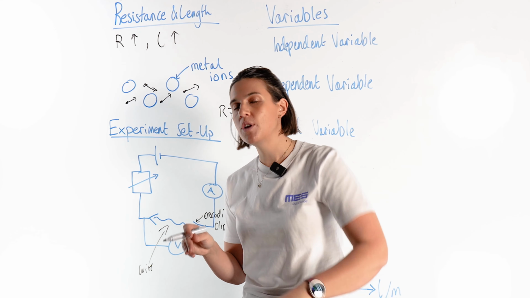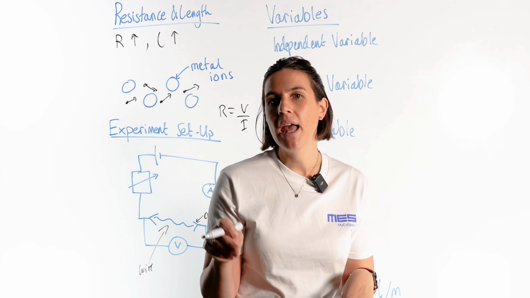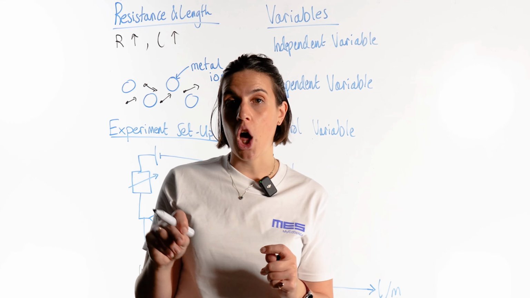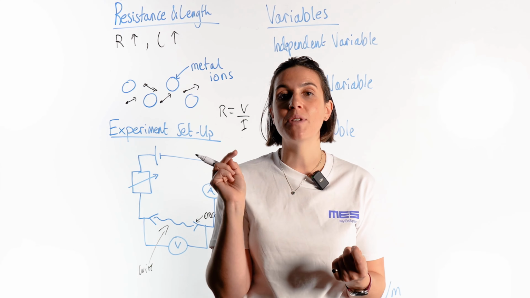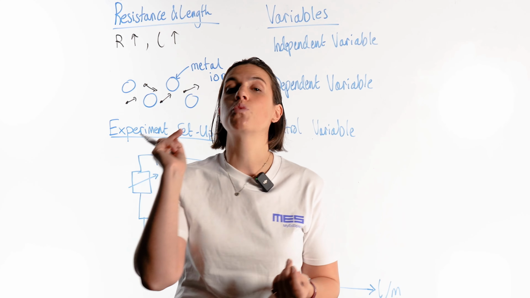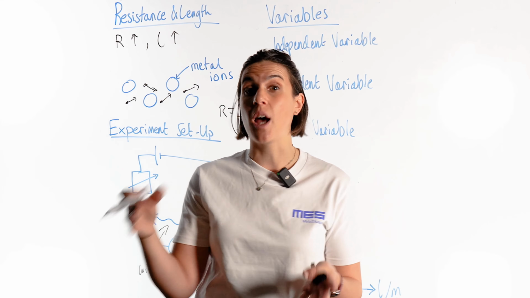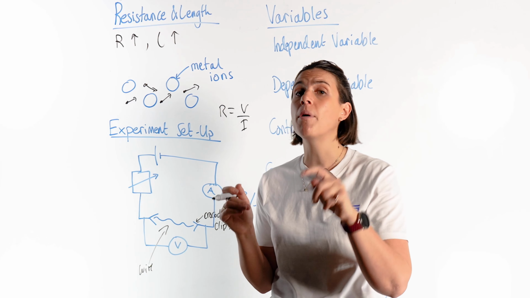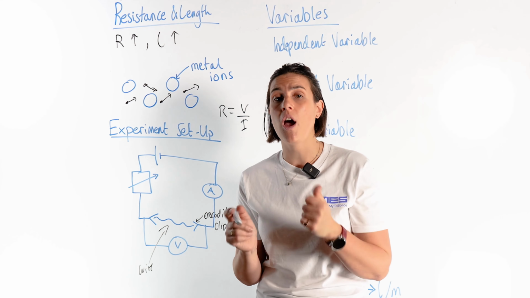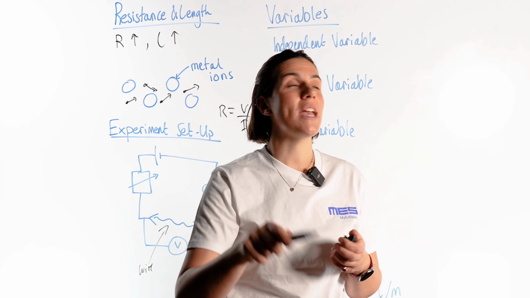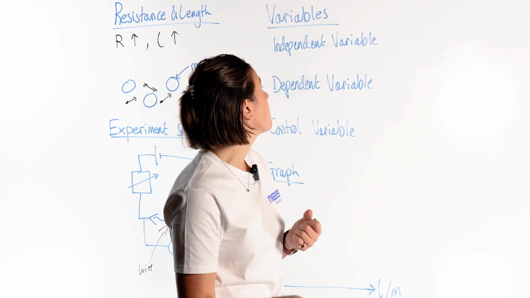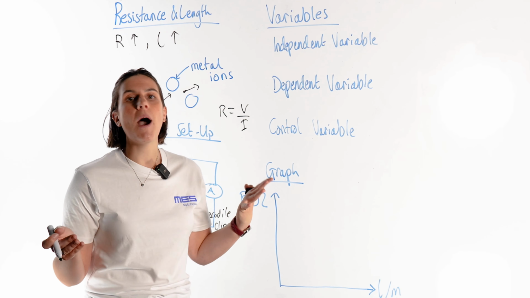A top tip to make this experiment more accurate is to make sure that you turn your circuit on and off in between every reading, because what you don't want your wire to do is to heat up. If you leave the wire on, it's going to heat up. So to make this experiment more accurate, I want you to make sure that you turn your circuit off in between every reading. So let's think about our variables then.